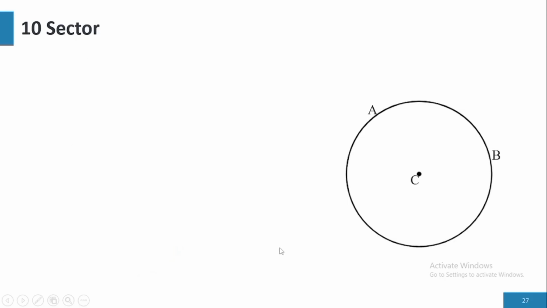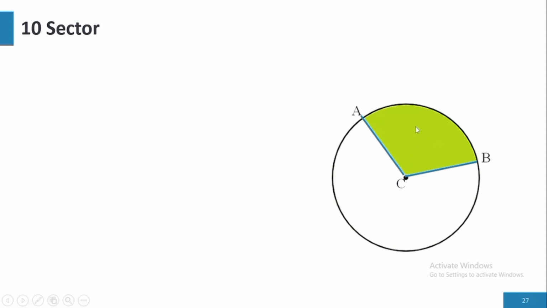And the last important concept regarding circle you must know is the sector of a circle. Sector of a circle is again the part of area of a circle which is enclosed between two radii and corresponding arc. Okay, and hence therefore this green part you can see on the screen is nothing but the sector of a circle.